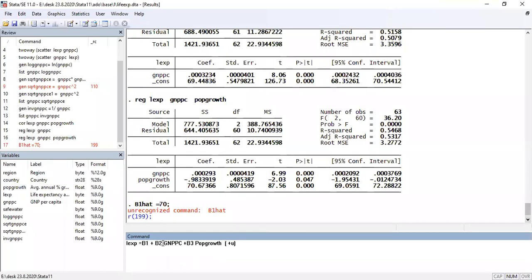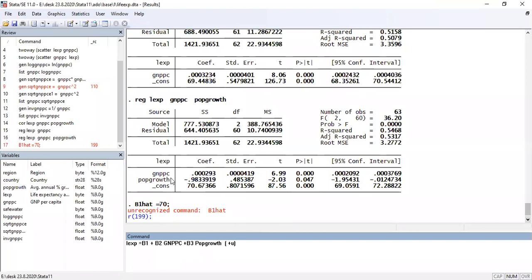How can you get beta 1 if both of them are not 0? Is it possible? No. So GNP per capita and population growth both have to be 0. Then life expectancy on average would be beta 1, which in our case, beta 1 hat, is 70. Is it okay now? Yes, Professor. Okay. Now, how do you explain beta 2?